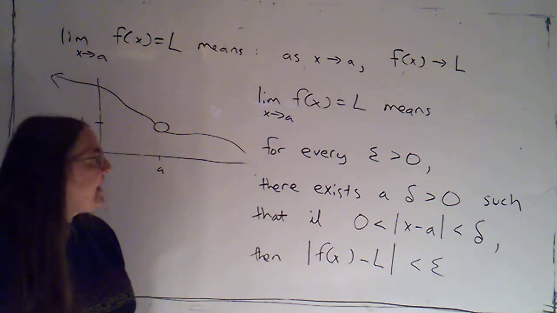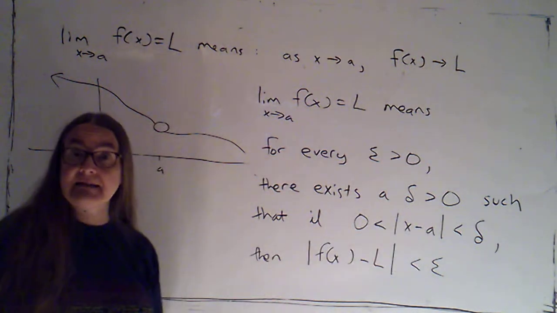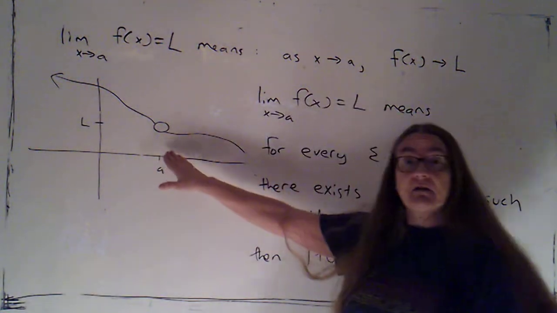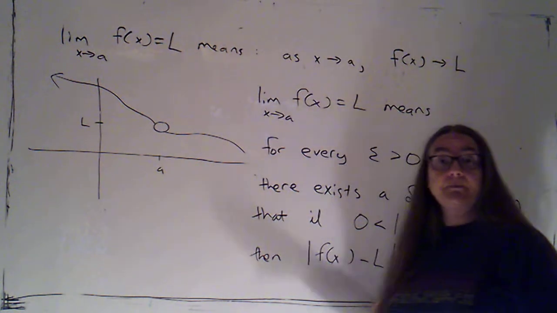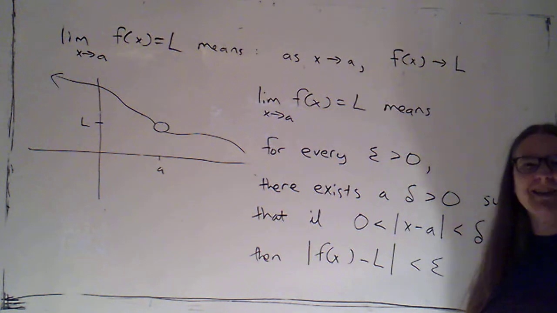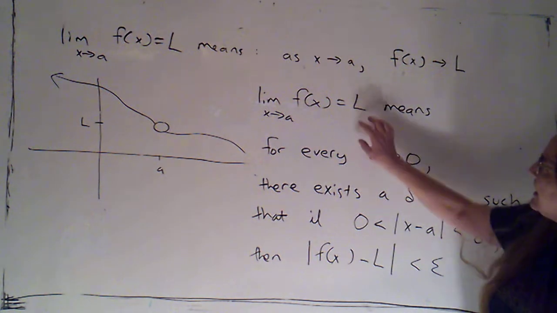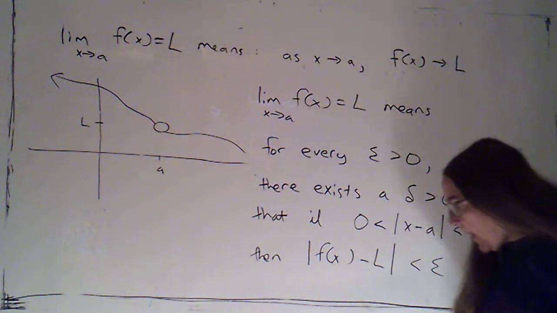Okay. But we do want to require that x not be the same as a, because we might have a situation like this where we're taking a limit at a place where the function isn't defined, or sometimes at a place where the function just does something unexpected. Okay. So that's essentially what this means.